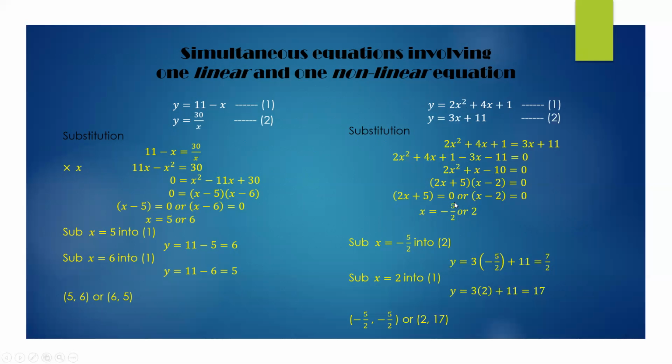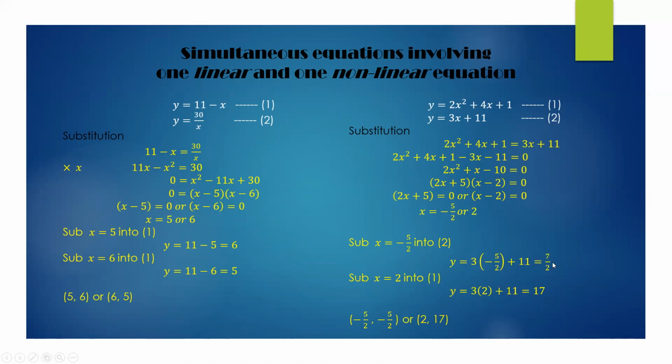Then after that, we need to use one of these x values to get y. Okay, I'll substitute into the second equation because it's easier, 3 times x and then plus 11. So I'll get the answer as 7/2. Then for the second answer, which is x equals 2, I substitute into the second. Sorry, I put it wrongly. This is supposed to be second. And then you get the answer as 17.